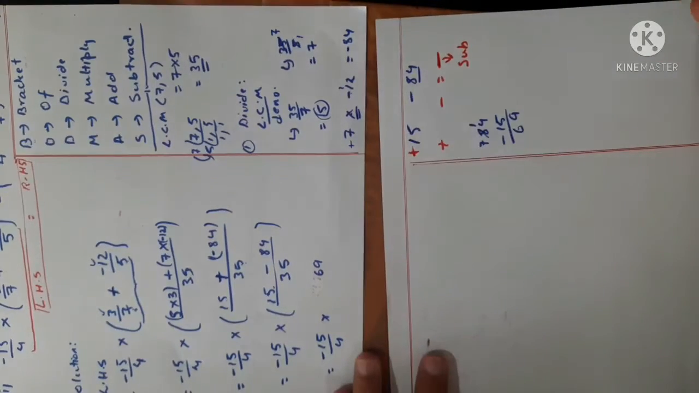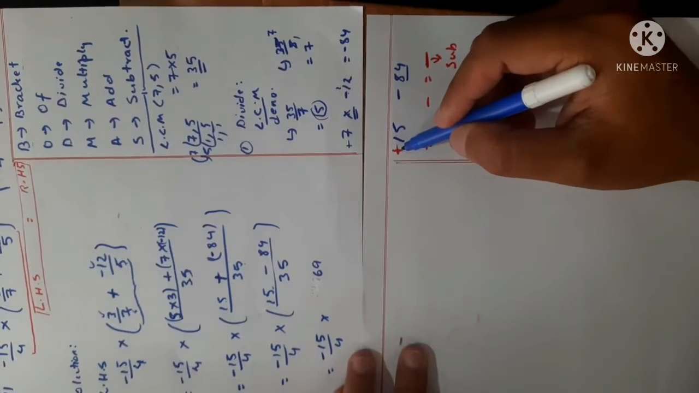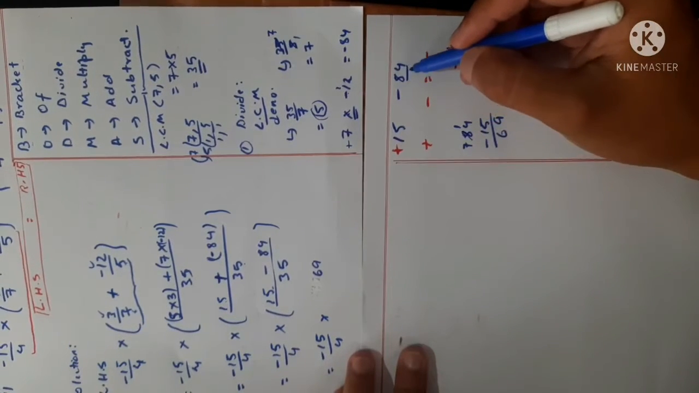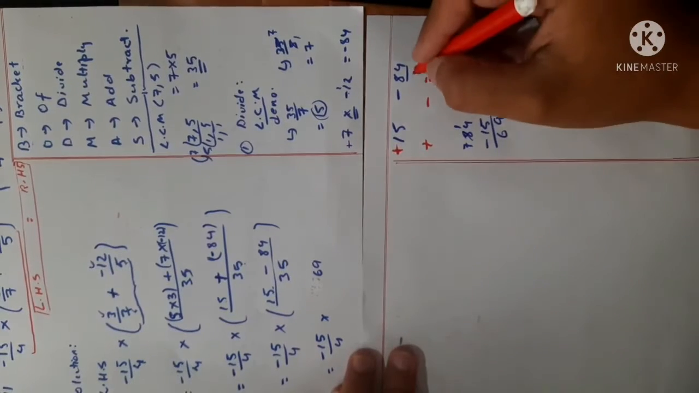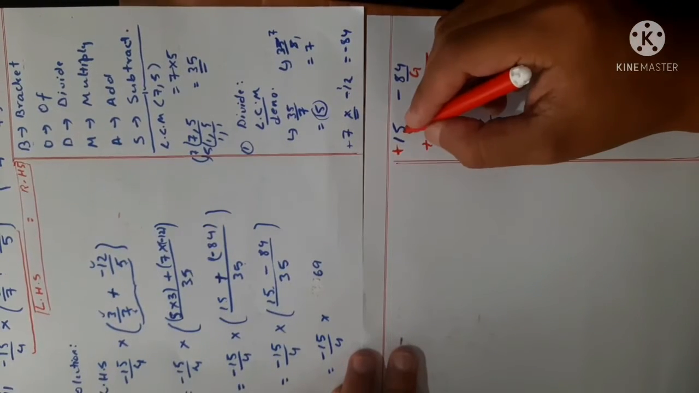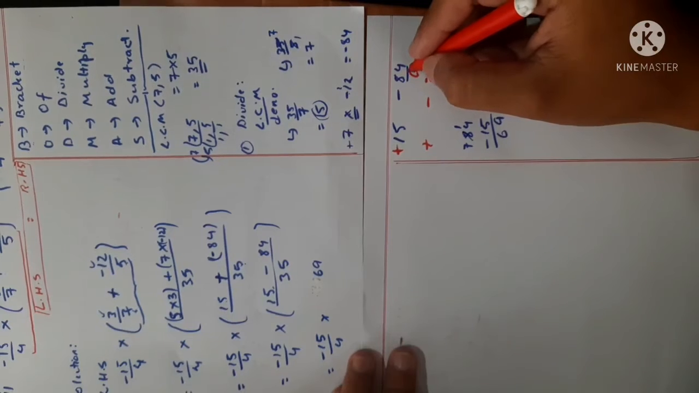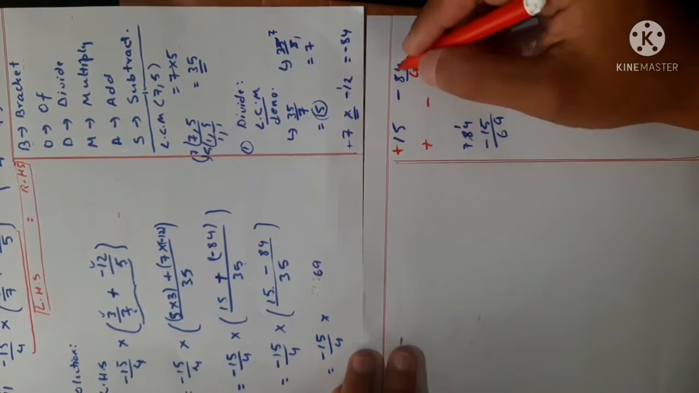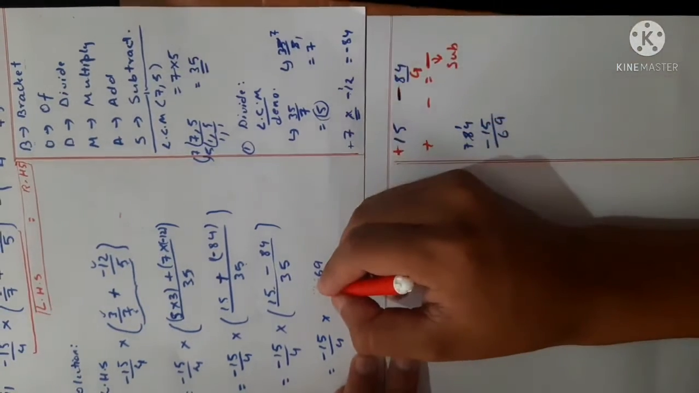Now remember, this is not done yet. We have to look at the sign. This is a plus 15 and this is a minus 84. So which is greater? Definitely 84 will be greater, isn't it? Between 15 and 84, 84 is greater. So we have to write the sign of 84. And remember, the sign of any number is always in front of it. So which is this? Minus. Minus 84.